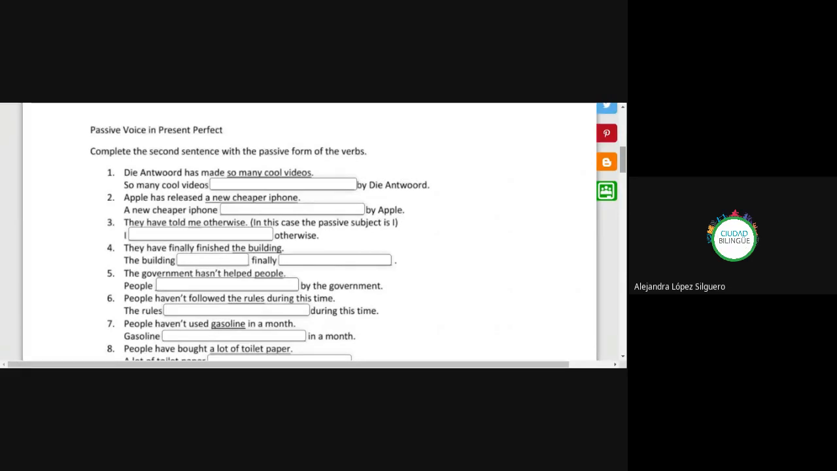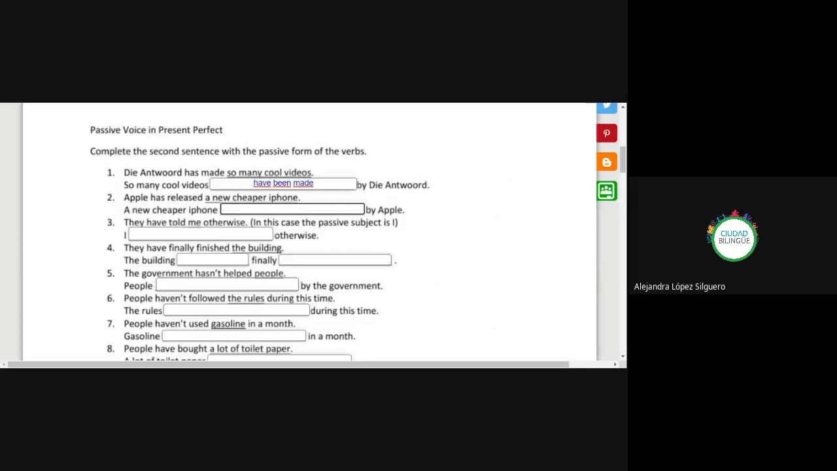Okay, so in this one again, we have passive voice in present perfect, so we are going to work on this tense. It says, complete the second sentence with the passive form of the verb. Nos van entonces como la oración en voz activa, right? And we are going to complete the sentence in passive voice using the present perfect. So the first one says, Die Edward has made so many cool videos. Active voice. And the passive will be so many cool videos by Die Edward. So what's the answer? What do you think? Have been made by. Excellent. So many cool videos have been made by the Antwoord. Excellent. Good. Have been made.